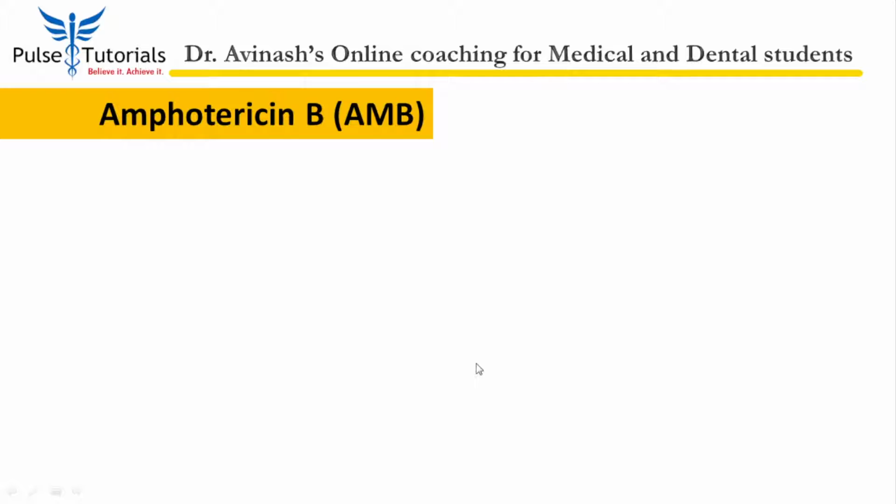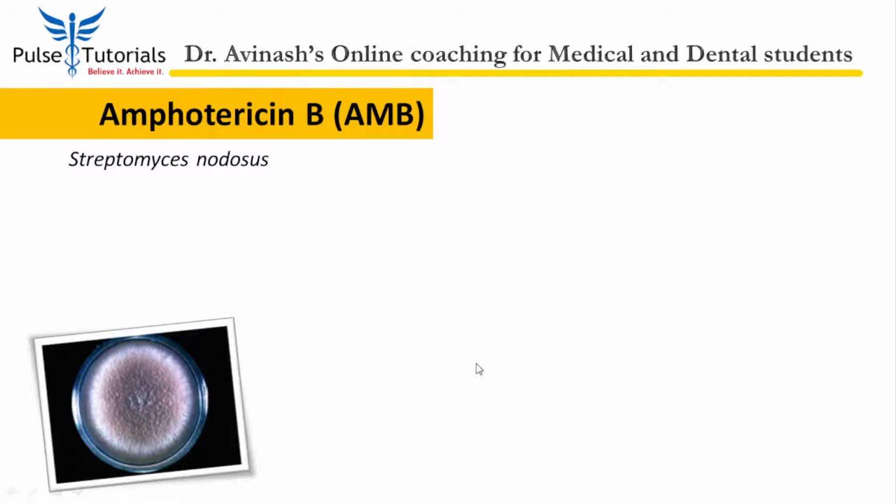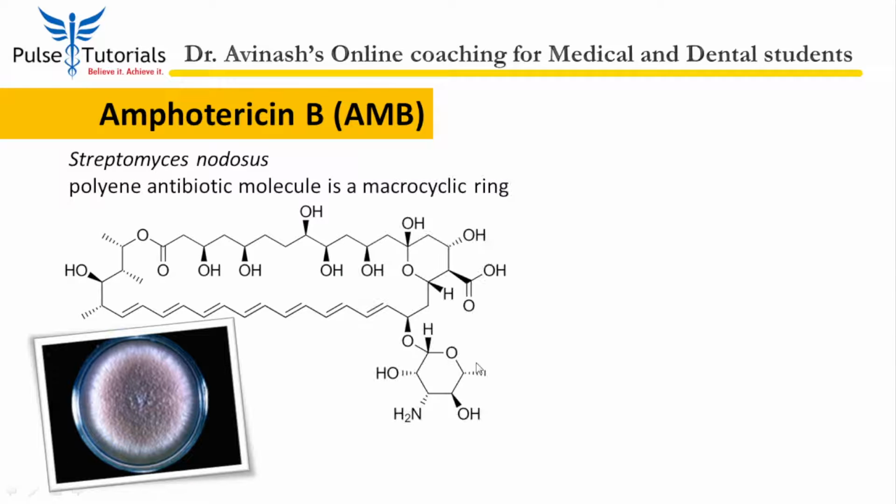Now, for that, we need to have a little understanding of the fungal morphology and how it is. Okay, and which I will explain to you as we go ahead with this topic. Amphotericin B was extracted from a fungus, Streptomyces nodosus. This is actually a polyene antibiotic molecule. This is a macrocyclic ring. Look at the big ring it has, and if you notice, this ring is very unique.